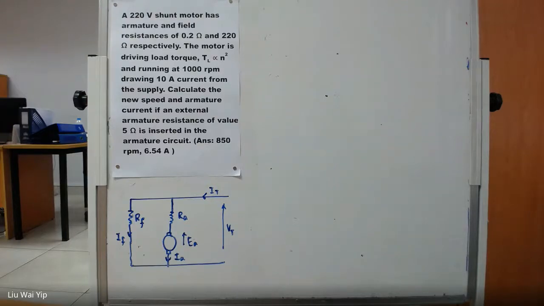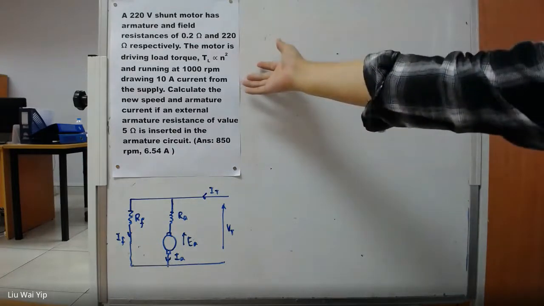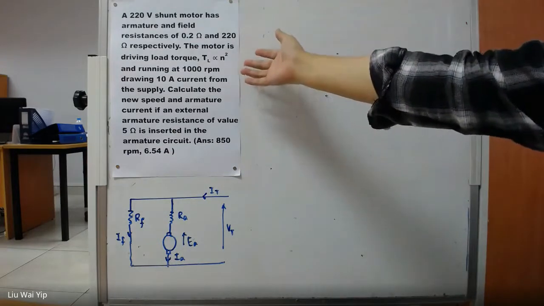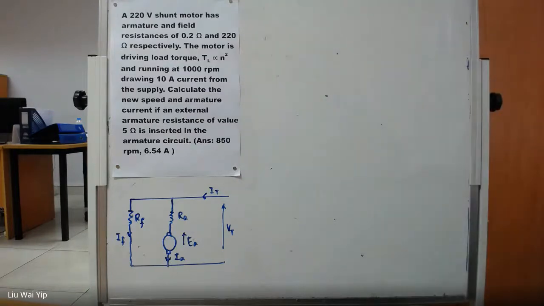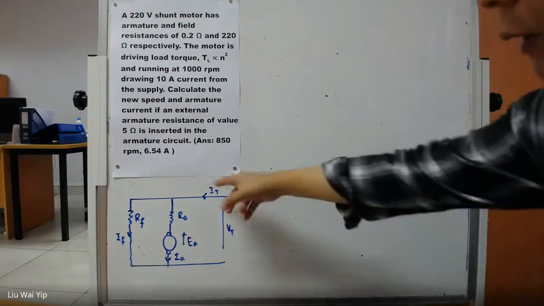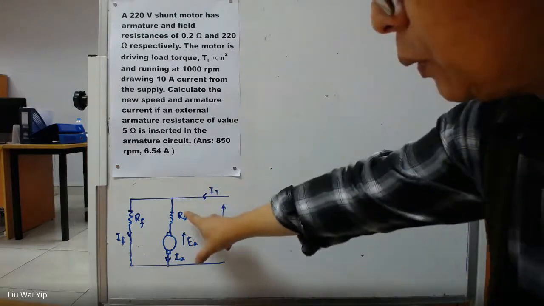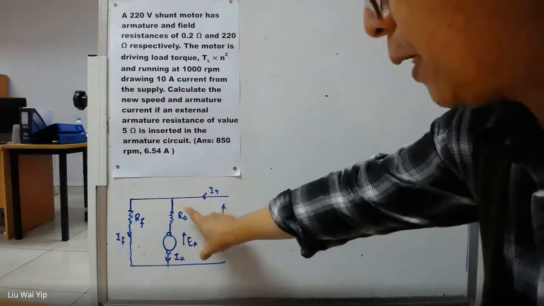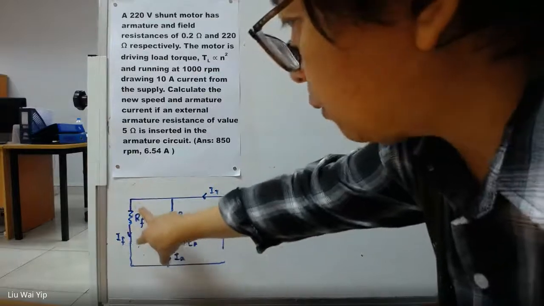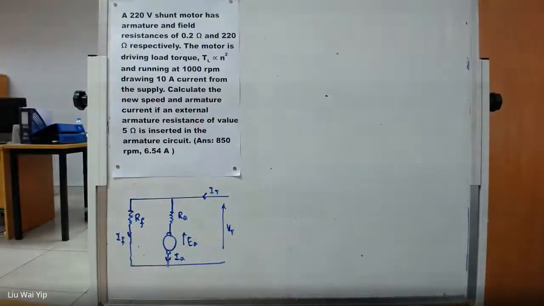Hello, everyone. Today we are going to resolve this question. This is the question about DC motor, and the DC motor is shunt connected. This means the armature will be connected in parallel with the field windings.